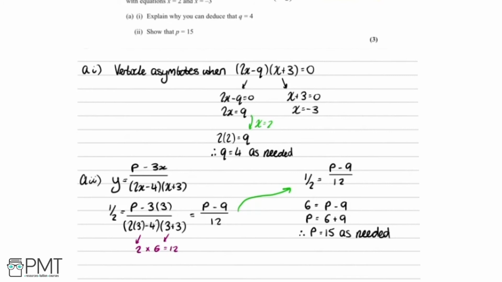Fantastic. So looking through to see where we get the marks, we get 1 mark up here for all this working. So essentially explaining that 2x minus q equals 0 when x equals 2, which then means that q would equal 4. So we get 1 mark for that. And then we get 1 mark down here for realising that we need to sub in the points 3 and a half to make sure we've just got p as the single unknown. And then we get the final mark here for then using our algebraic manipulation skills to work down through to show that p equals 15.